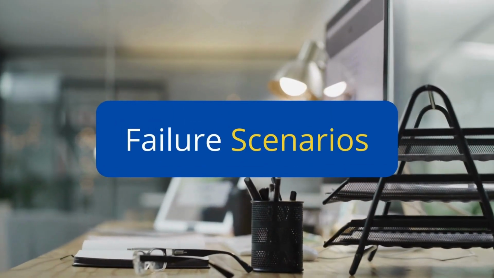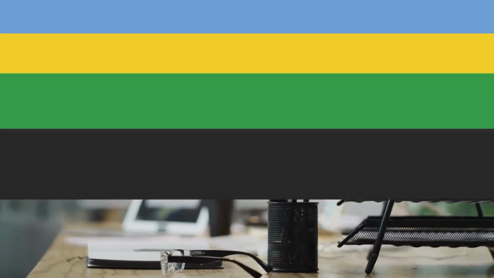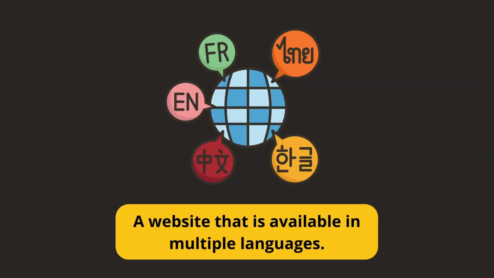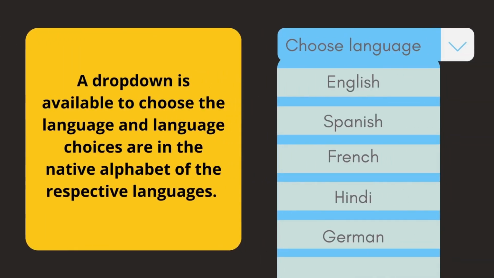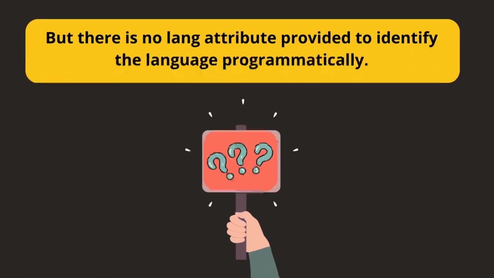Now, let's look at some failure scenarios as well. A website that is available in multiple languages. A drop-down is available to choose the language, and language choices are in the native alphabet of the respective languages. But there is no language attribute provided to identify the language programmatically.